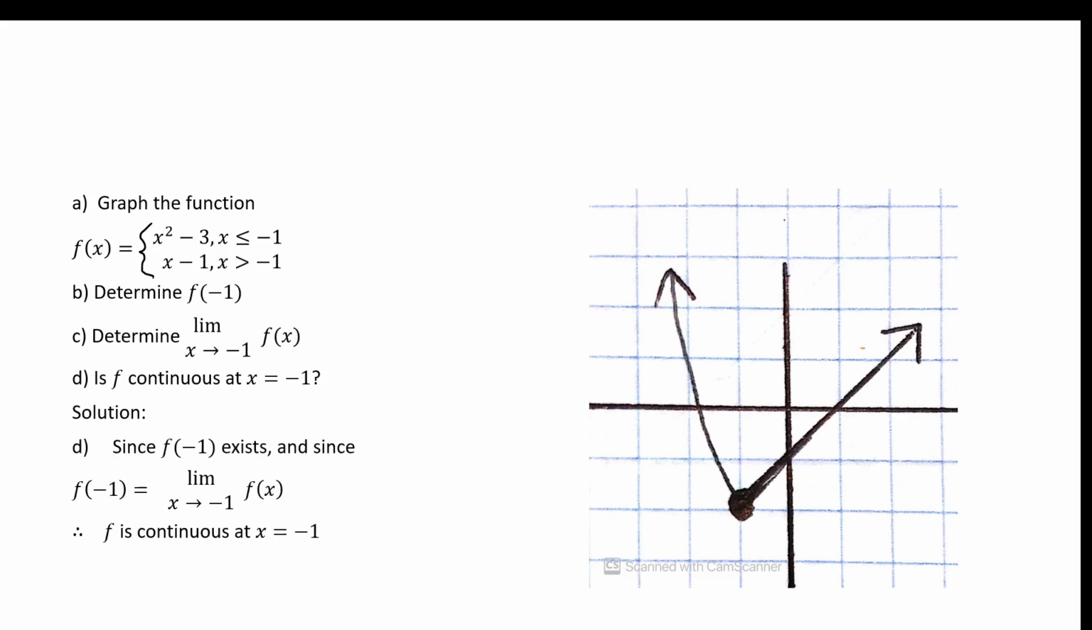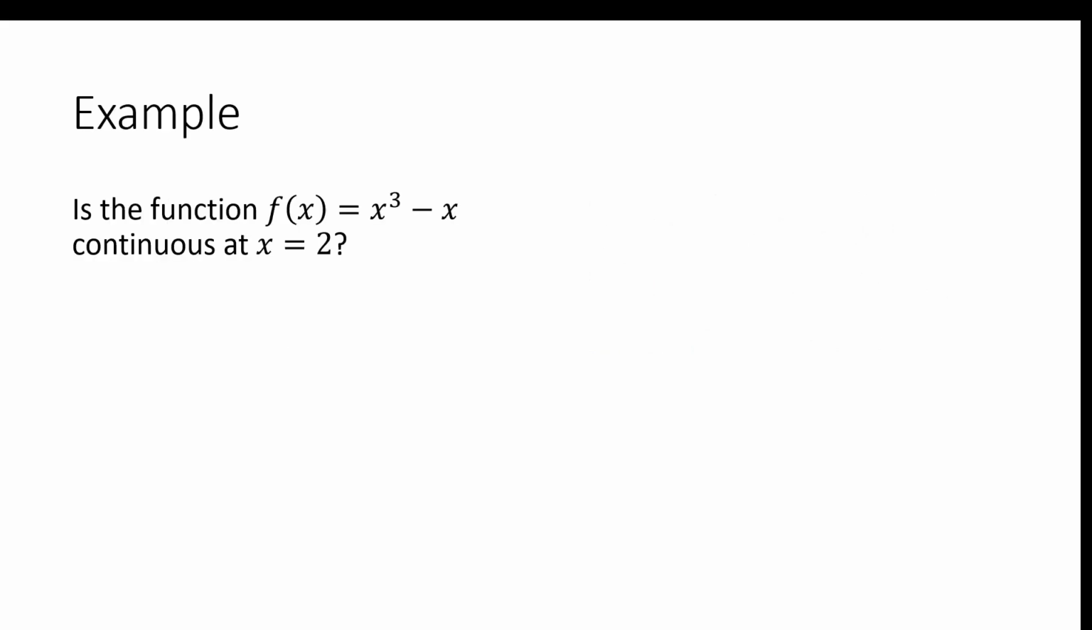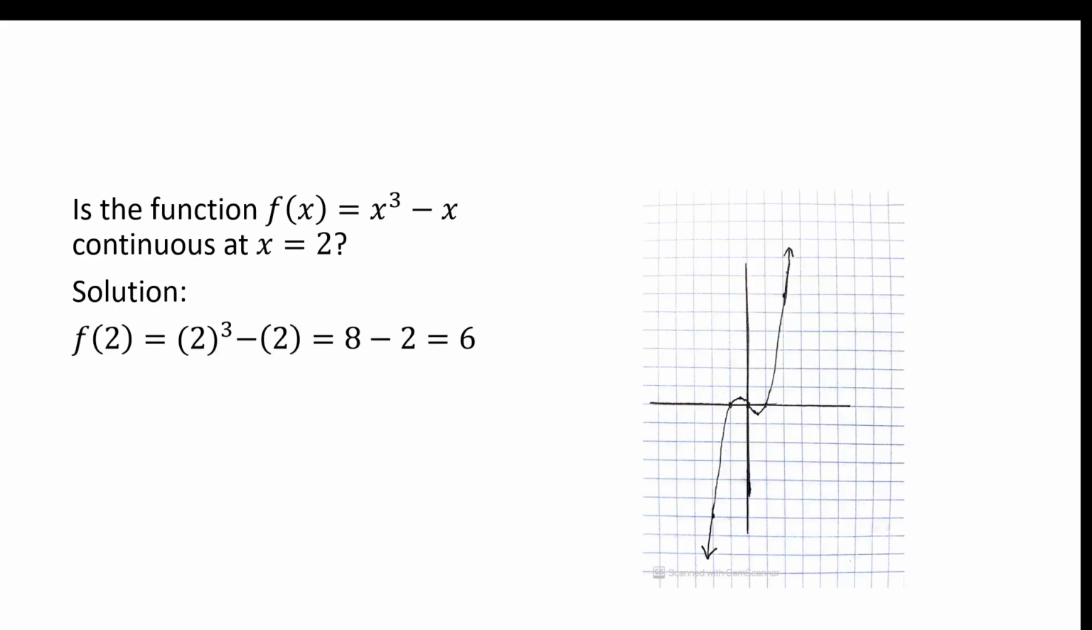And so in part D, since f at -1 exists and the limit as x goes to -1 of f of x exists and they equal each other, therefore we can say the function is continuous at x equals -1. Intuitively, we knew that because we can draw that without lifting our pencil, but still, those are the steps you have to show. So let's determine if that function shown is continuous at x equals 2.